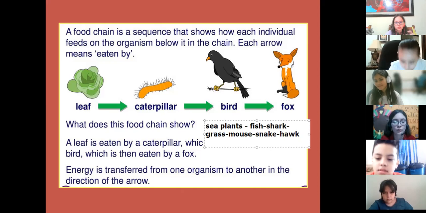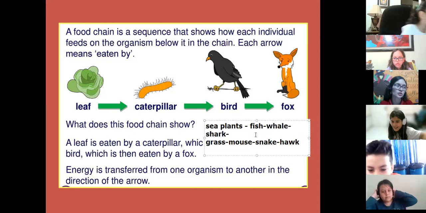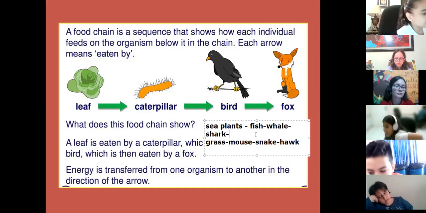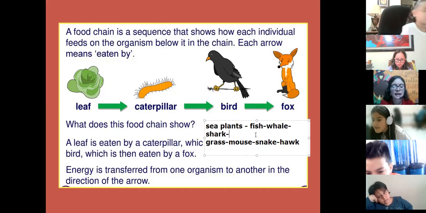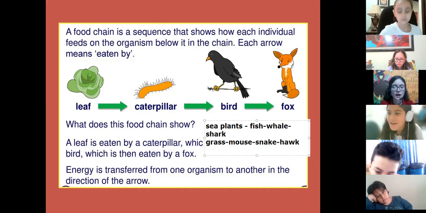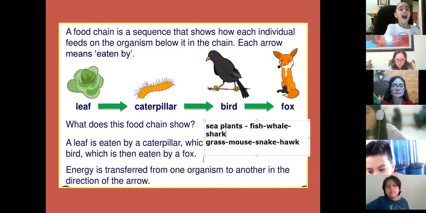So we can say that the whale is going to be before the shark. And the shark, maybe it's going to die because it's going to decompose. One decomposer, it can be at the end. We can write it at the end. Question. Okay, tell me. Gabriela and then Rebecca.